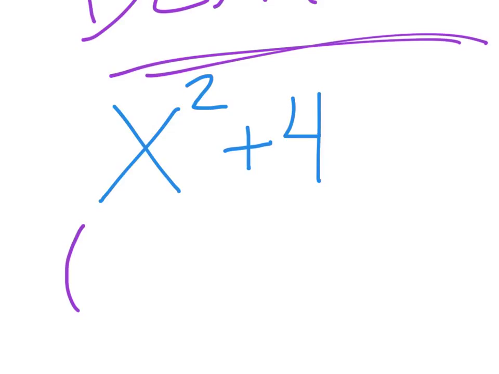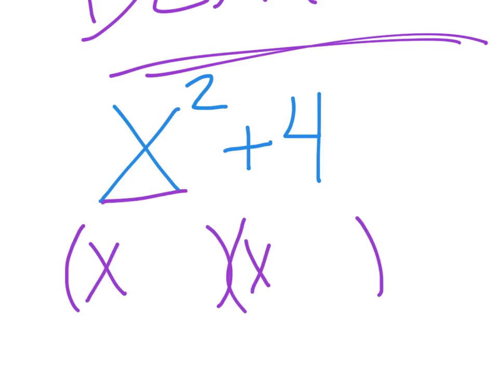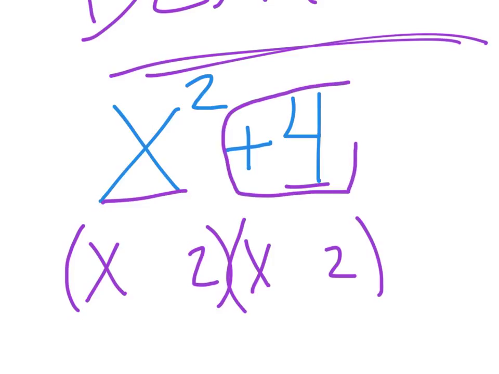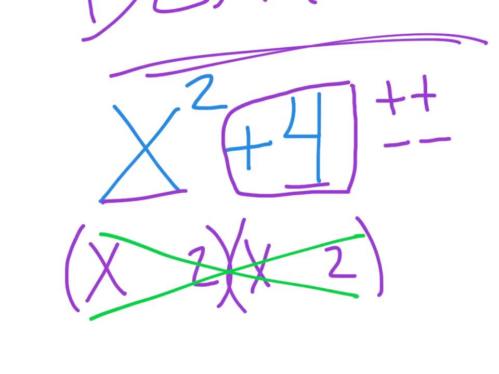So you're saying, okay, I need somebody times somebody to get x squared. Well, that's easy, x times x. I need somebody times somebody to get 4, and that's easy, 2 times 2. Why can't it be? Well, think about this. You have to multiply to a positive 4, which means your signs have to be the same. Either they both have to be positive, or they both have to be negative. Now, we said in conjugate multiplication, or the difference of two perfect squares, you need opposite signs. So this is not possible.